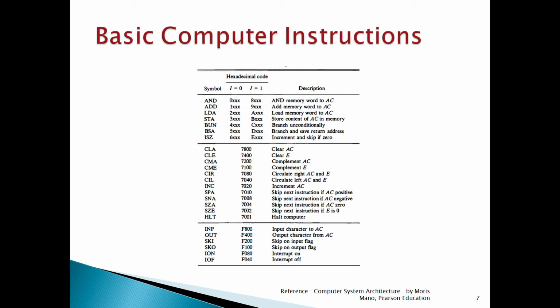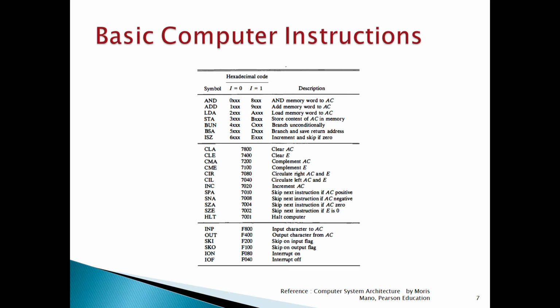CIR, circulate right, accumulator and E. You just recall the shift registers, where we are going to circularly shift between the components of the accumulator and the E flag. CIL is circulate left, accumulator and E. It is the circular left register, working like a circular left register between the accumulator and the E.